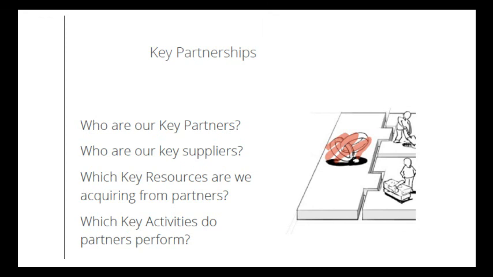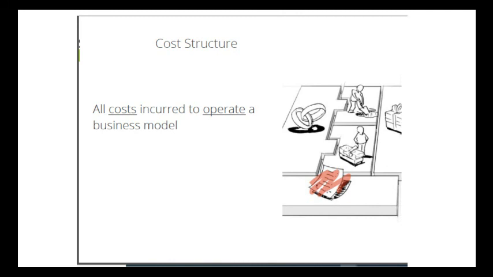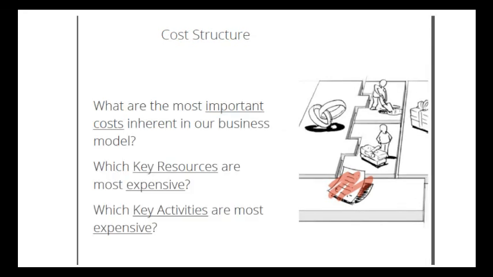So the next on the BMC is the cost structure. The cost structure describes all costs incurred to operate a business model. Now you want to make sure to list out the various costs that it entails for your business to run properly. Now the building block describes the most important costs incurred while operating under a particular business model.